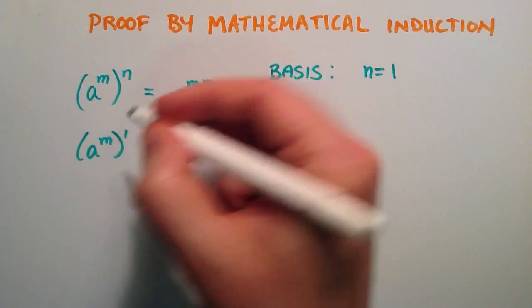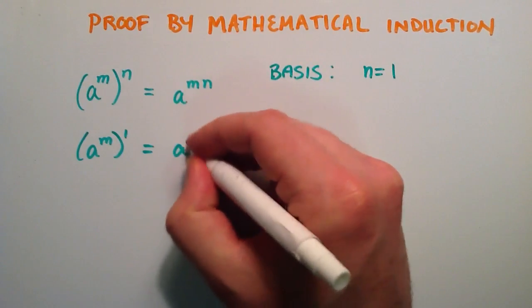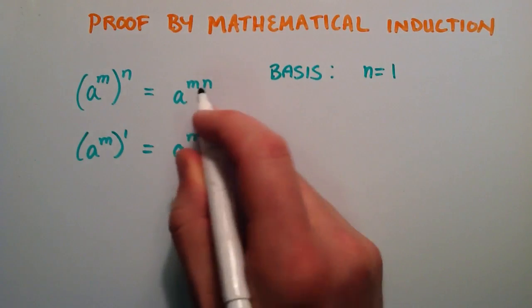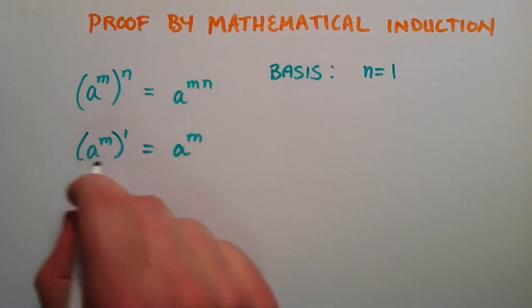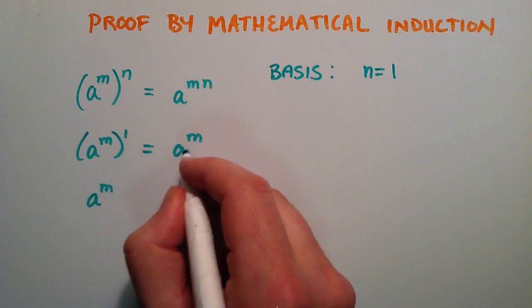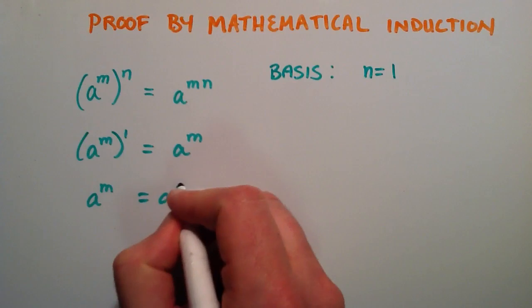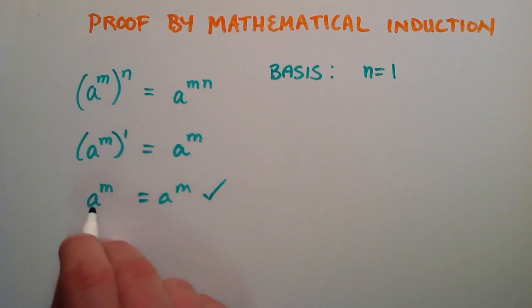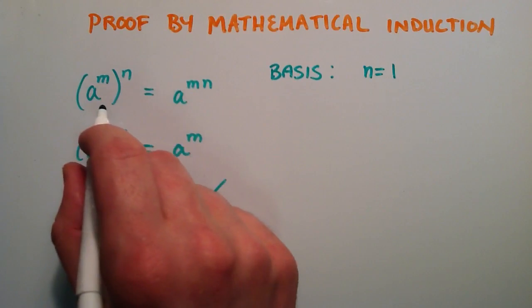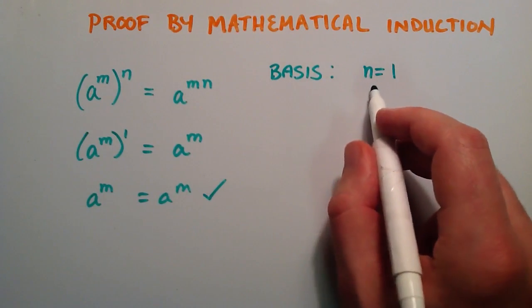So n is 1, and then we have a to the m times 1. m times 1 is just simply m, and anything to the first power is itself. So the left hand side here is a to the m, and the right hand side is already a to the m. That produces a true statement here, and so we know that this is true for at least one case where n is equal to 1.